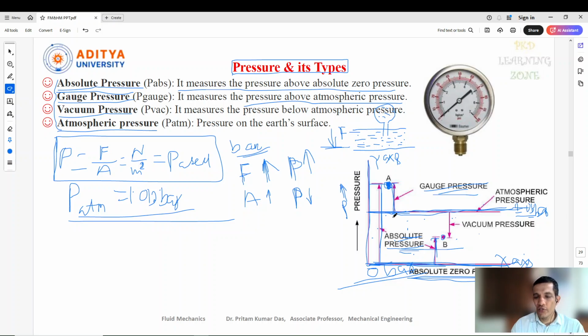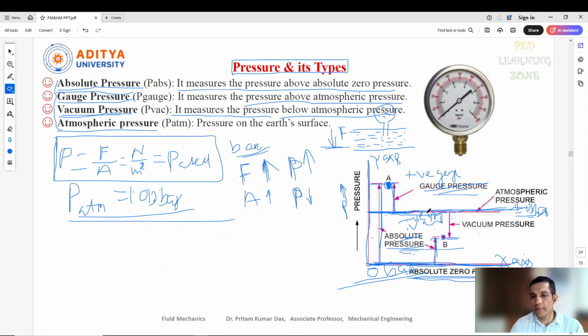And the value which is below this atmospheric pressure is nothing but vacuum pressure, and sometimes we call it a negative gauge pressure. This value is considered a positive gauge pressure, and this one is considered negative gauge pressure, or we can say vacuum pressure. Vacuum pressure measures the pressure below the atmospheric pressure.